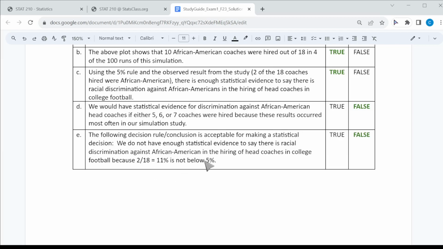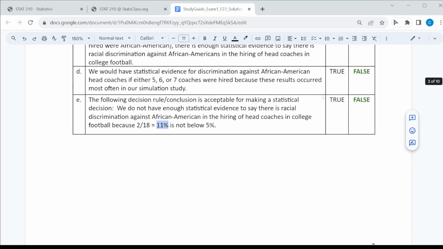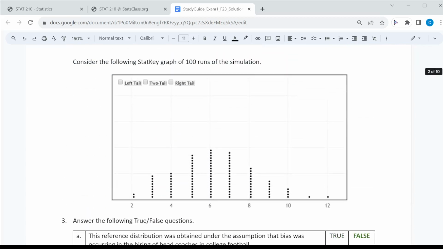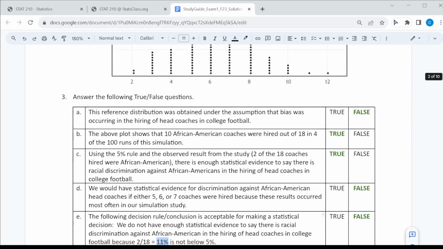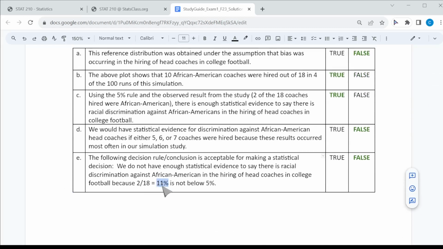This one here sometimes throws you off a little bit because I went ahead and computed the 2 out of the 18, which is 11%. But that is not the p-value. The p-value for this problem is going to be counting the number of dots at 2 or less if it's left-tailed. So let's go back up here. The study outcome is at 2. So if I were to ask what is the p-value for this problem, it's going to be 2 dots out of the 100 total. So our p-value for this problem would be 0.02. But just taking 2 divided by 18 or finding the percentage there is not the p-value. So this is just garbage down here, so this statement is false.